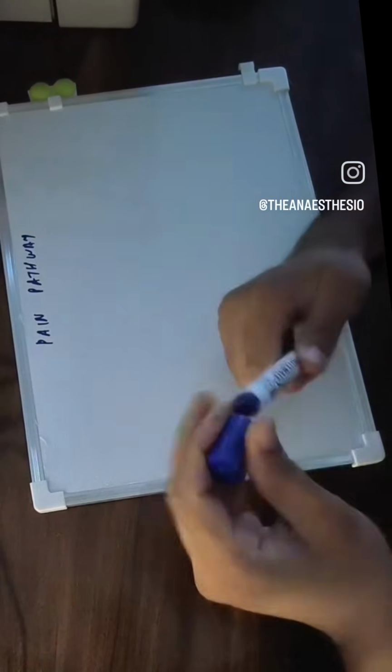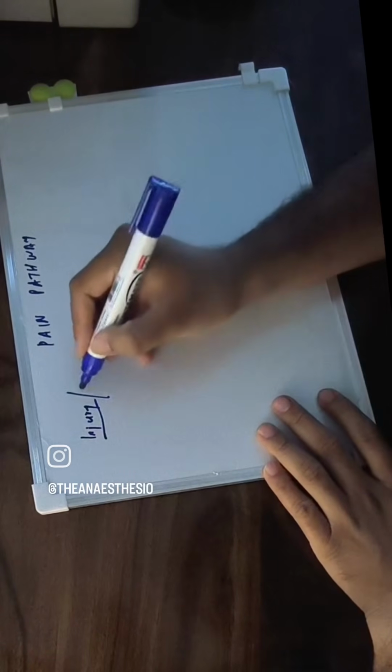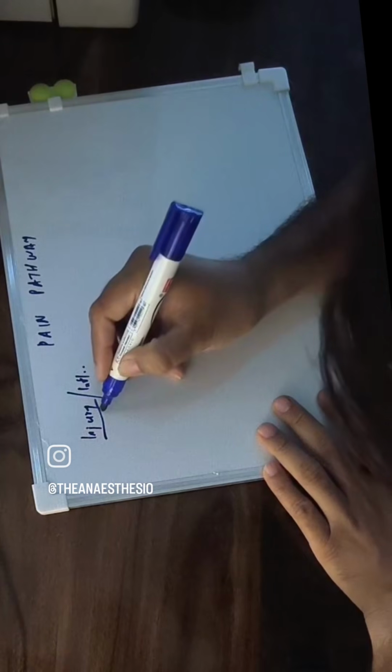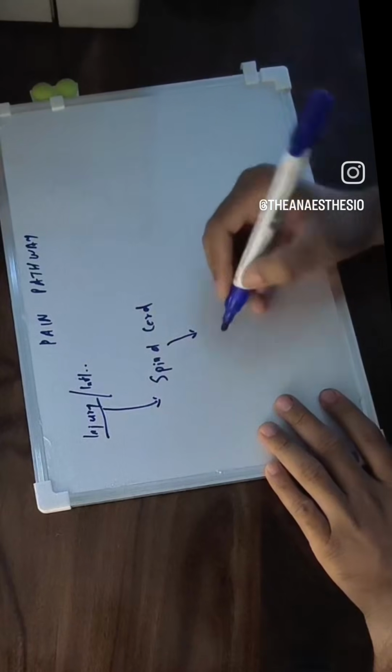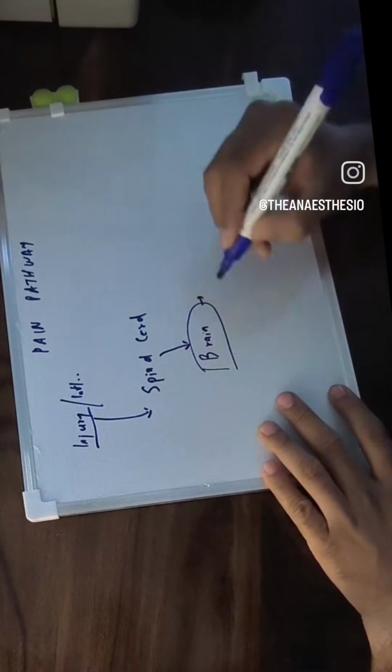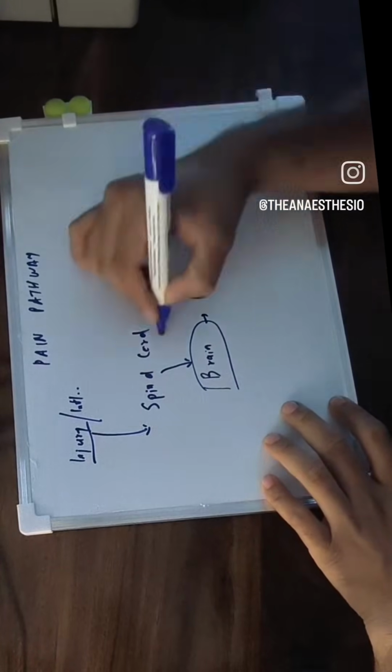Okay, so let's overview the pain pathway. Basically, the pain pathway starts at the injury site. Whenever there is any injury or inflammation, the pain travels from that site to the spinal cord. Then from the spinal cord, the pain goes to the brain. Here, the pain sensation is processed. Then the command again travels back to the injury site.